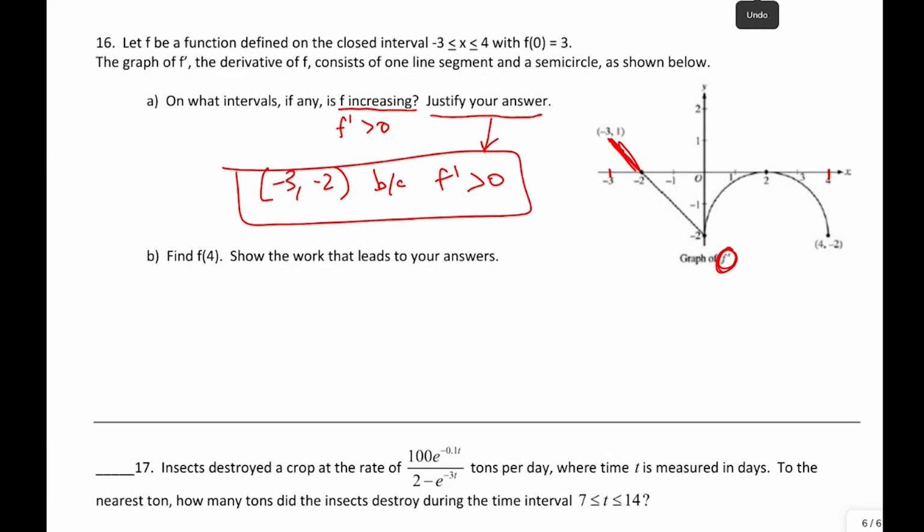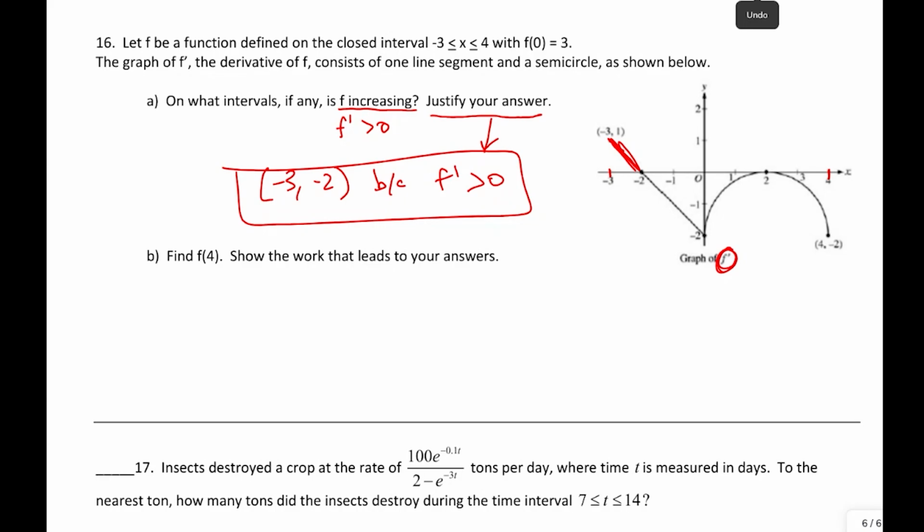And really the justification is just making sure that you understand and you're being clear about how you know that's the answer, and you're interpreting that statement, f increasing. And then it says find f of 4. Show the work that leads to your answer.